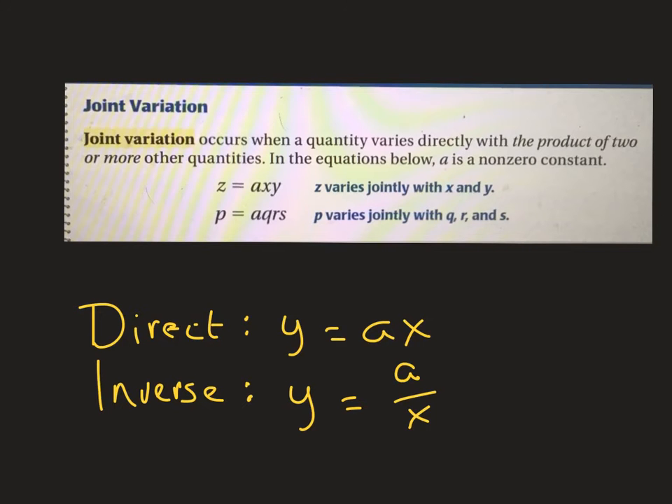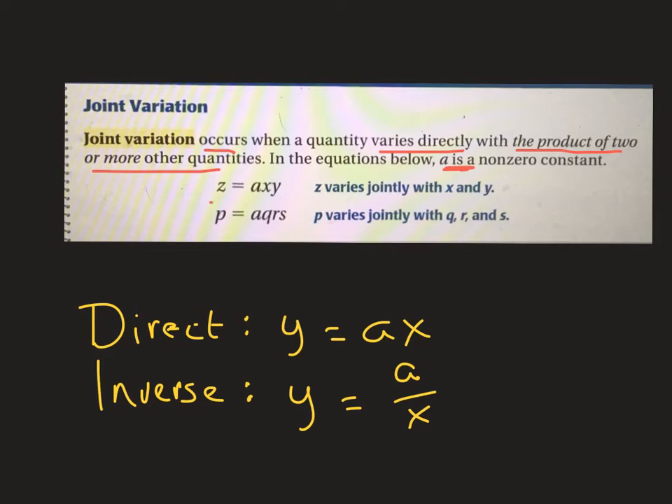All right, joint variation looks like this. I'm going to read through this. It says joint variation occurs when a quantity varies directly. So we're back to direct. Joint is direct variation most of the time. The product of two or more quantities. So a is still going to be our constant.